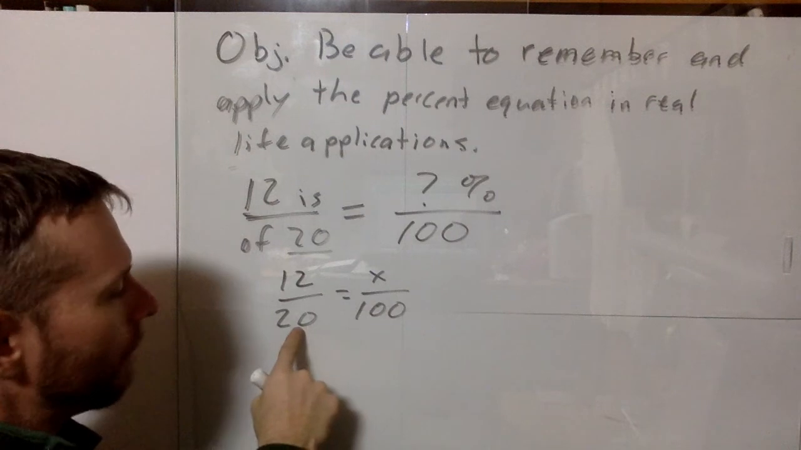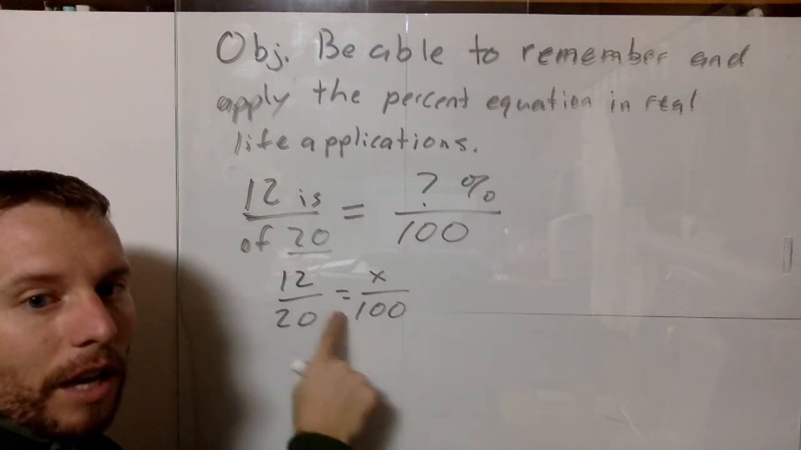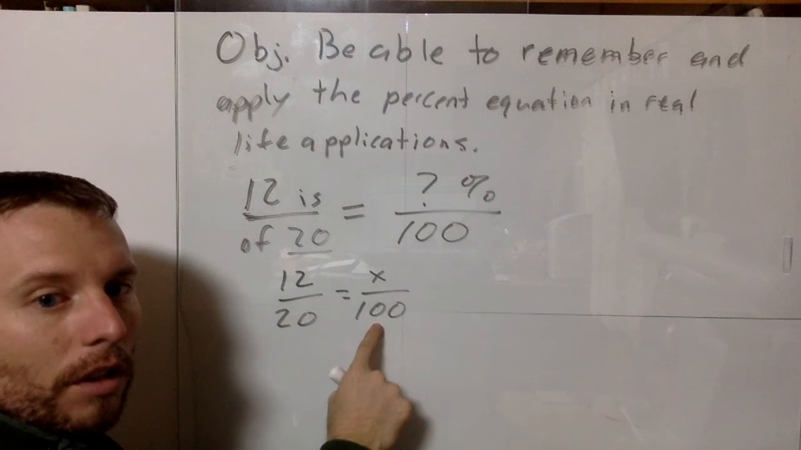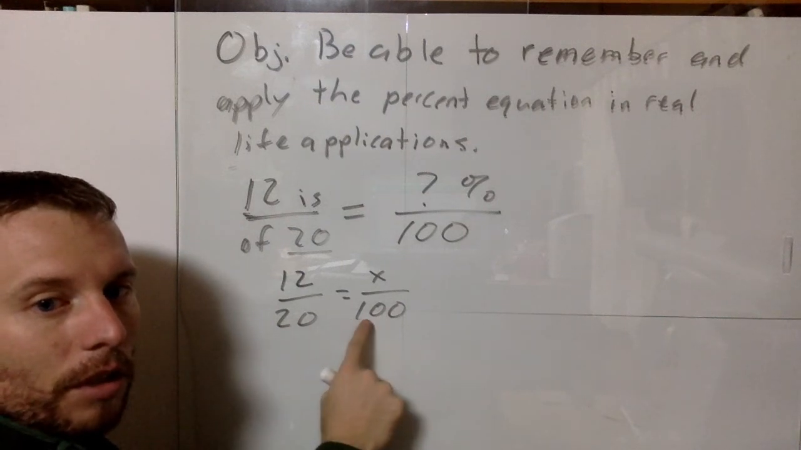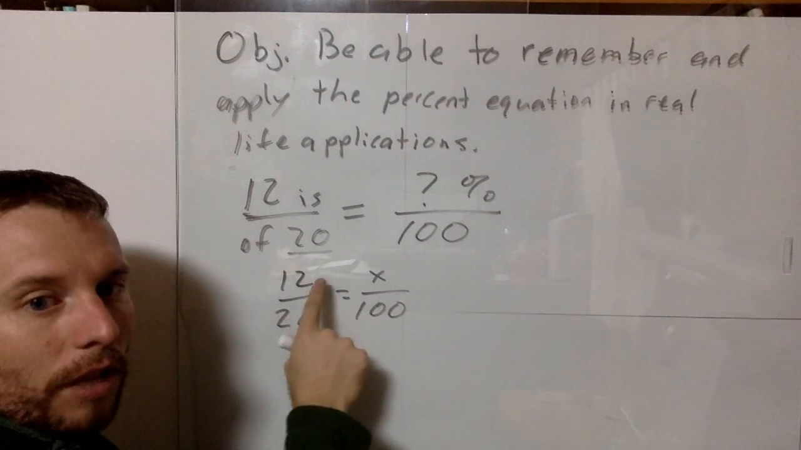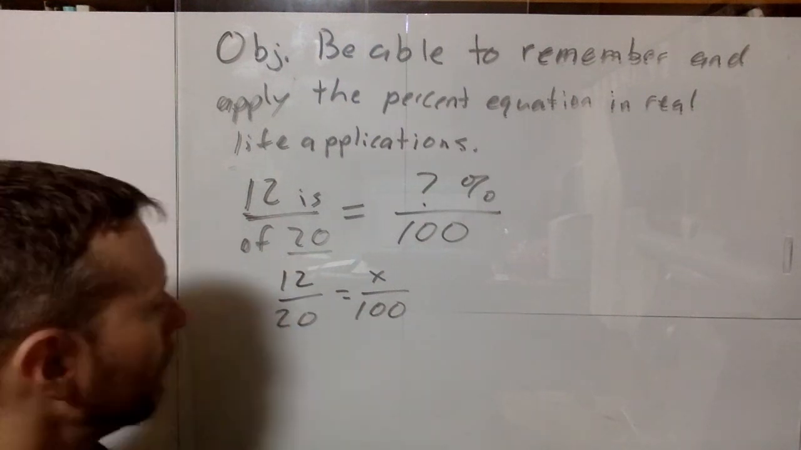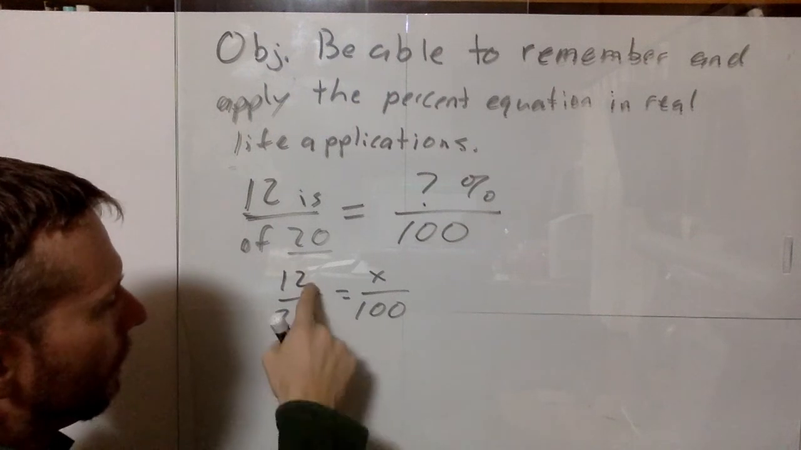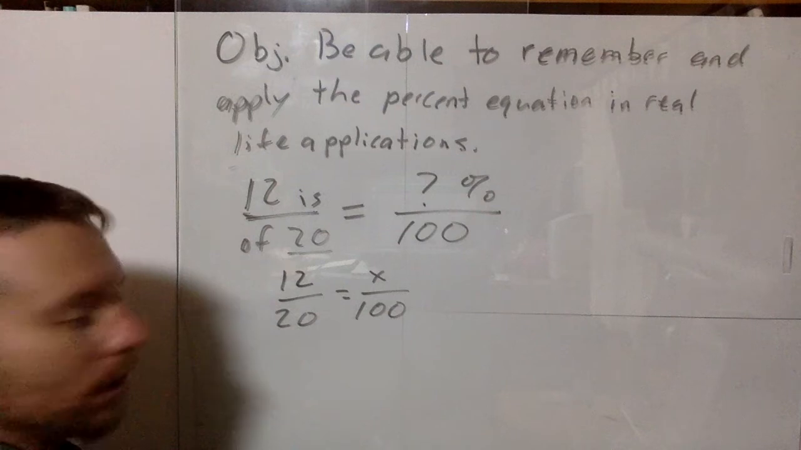But if you saw that 20 times 5 equals 100, then you could do 12 times 5 and get your answer as well. It will be 60. But if you didn't see that, then you could simplify 12 and 20.